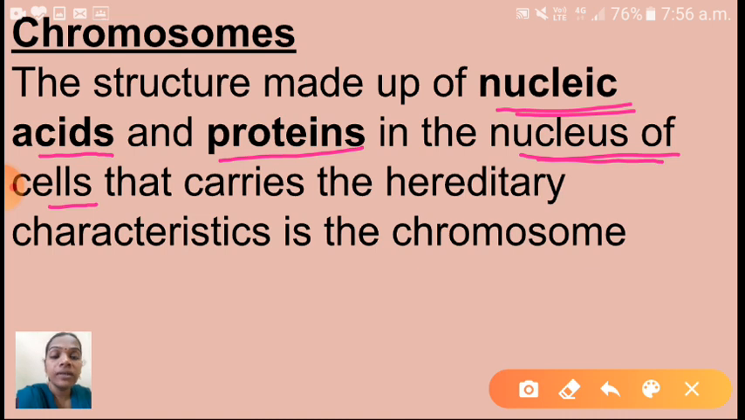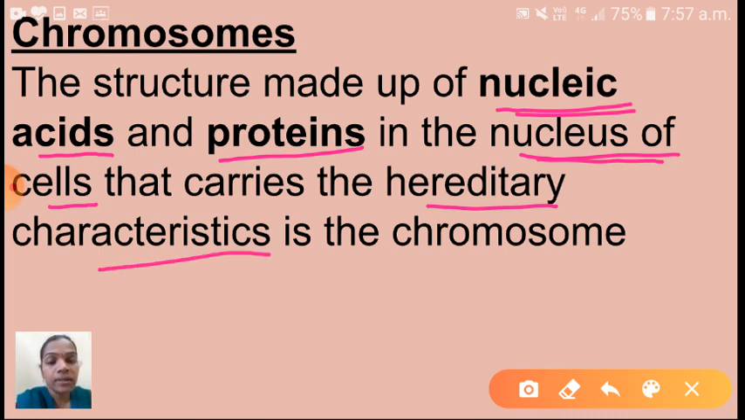Okay children, and where is it present? Yes, in the nucleus of cells. You know our body is a living organism, and that body is made up of cells. The cell structure you already studied in your 8th standard, isn't it children? Inside the cell, the nucleus is there. Inside the nucleus, this chromosome is there. It is located in the nucleus of cells. What is the important function of these chromosomes? It carries the hereditary characteristics.